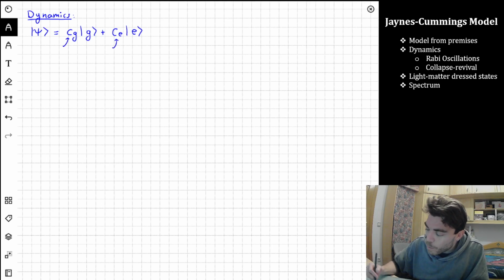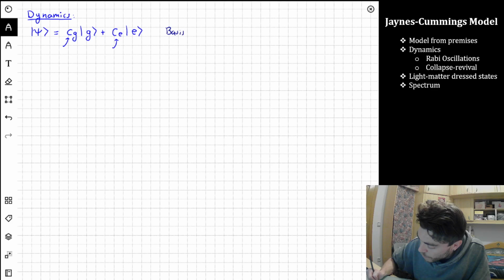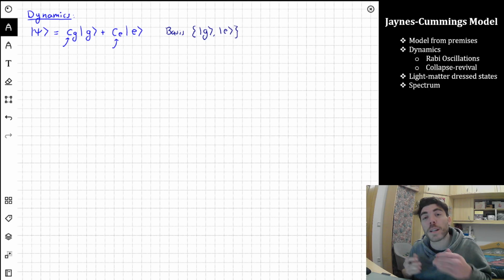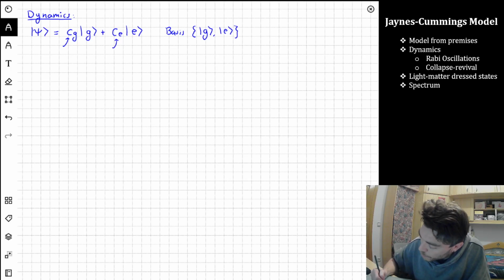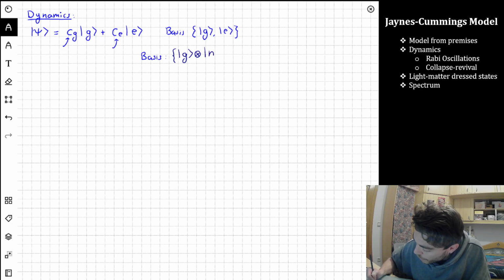And then we wrote the Schrödinger equation, and we got the two differential equations for the two coefficients. Now the situation is slightly different, but we can do exactly the same. We could do this because the basis of our system is clearly ground state, excited state, because our system quantum mechanically was only the two levels of the atom, because light was classical. Now light is not classical, but we can also define a basis because we know the eigenstates of the light field. In particular, the basis is clearly the ground state tensor product with the number states.